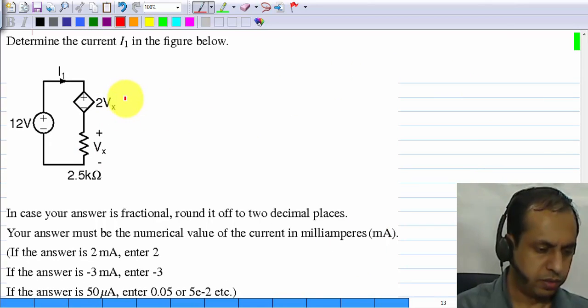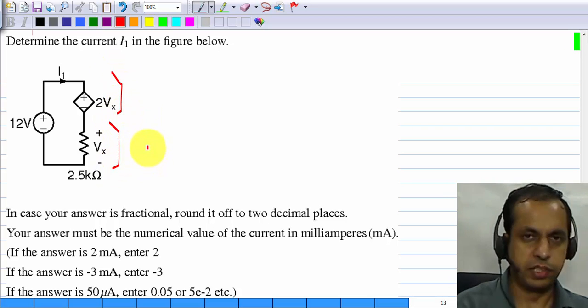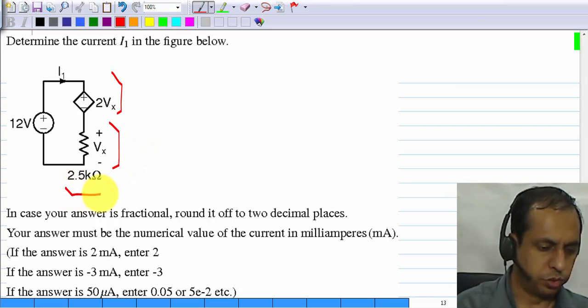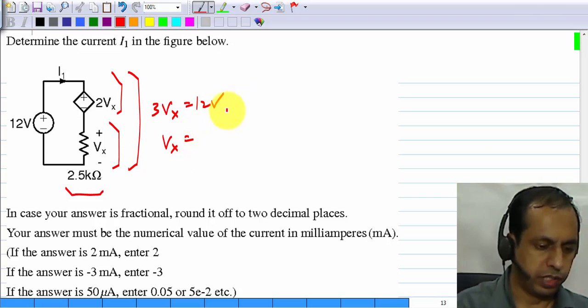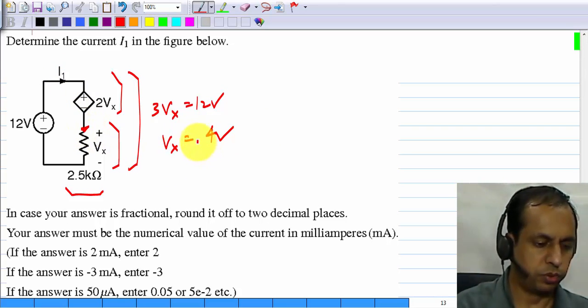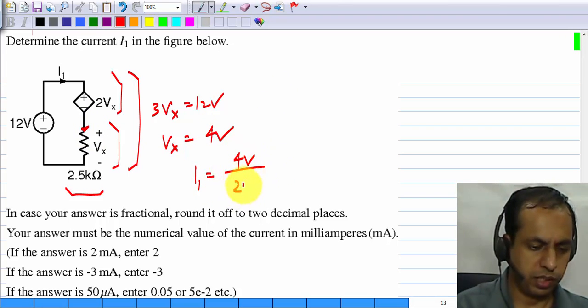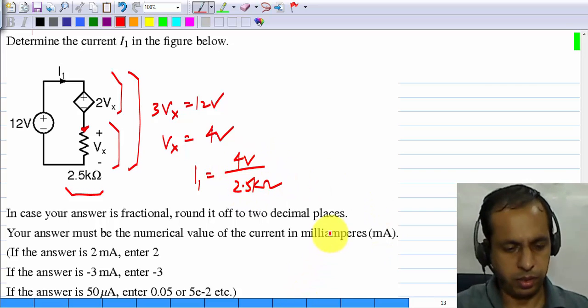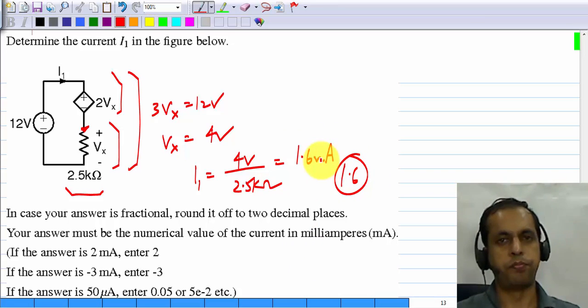In this case, we want to find I1, and we have Vx here and 2 Vx there. And this is 2.5 kilo ohms. So the total voltage here we easily see this is 3 Vx, and that is equal to 12 volts, and Vx equals 4 volts. This I1 is the same as the current flowing through the resistor. So this I1 will be equal to Vx, that is 4 volts, divided by 2.5 kilo ohms, which is 1.6 milliamperes. So the answer is 1.6.